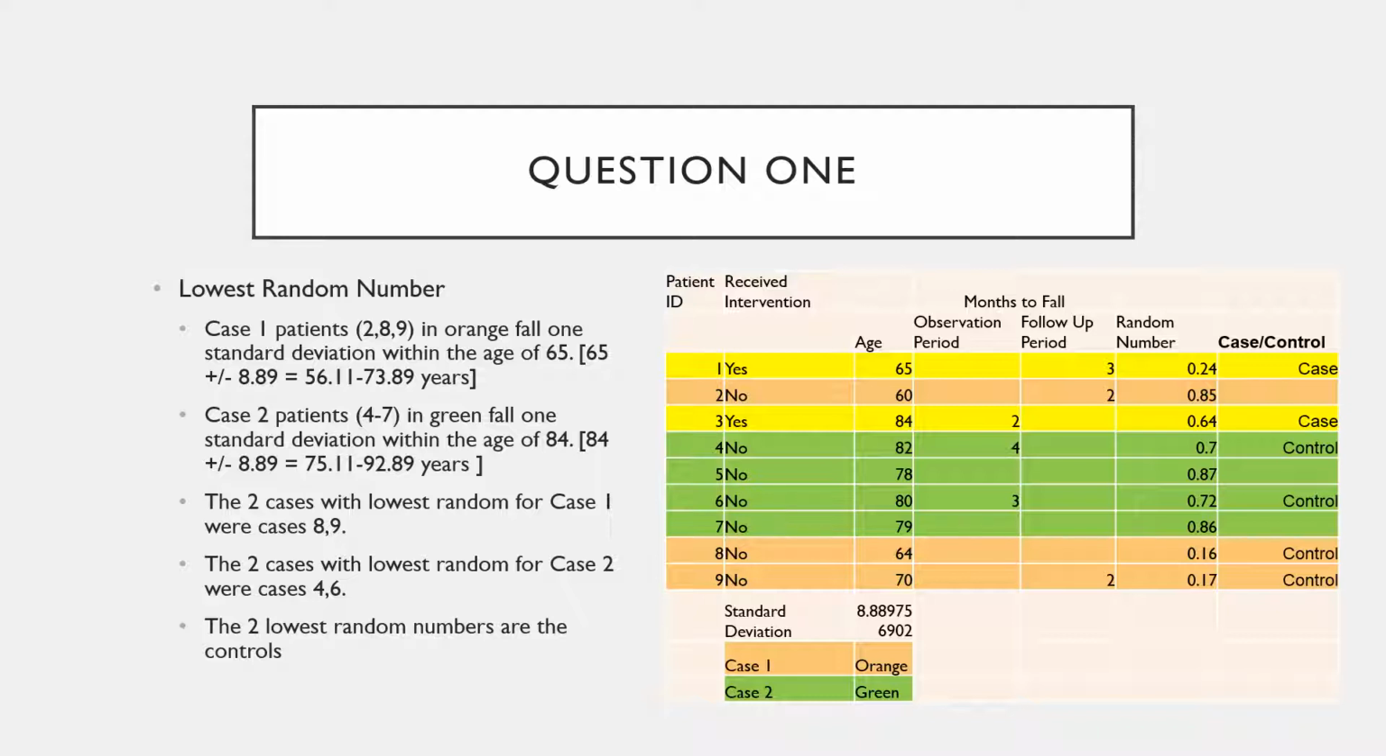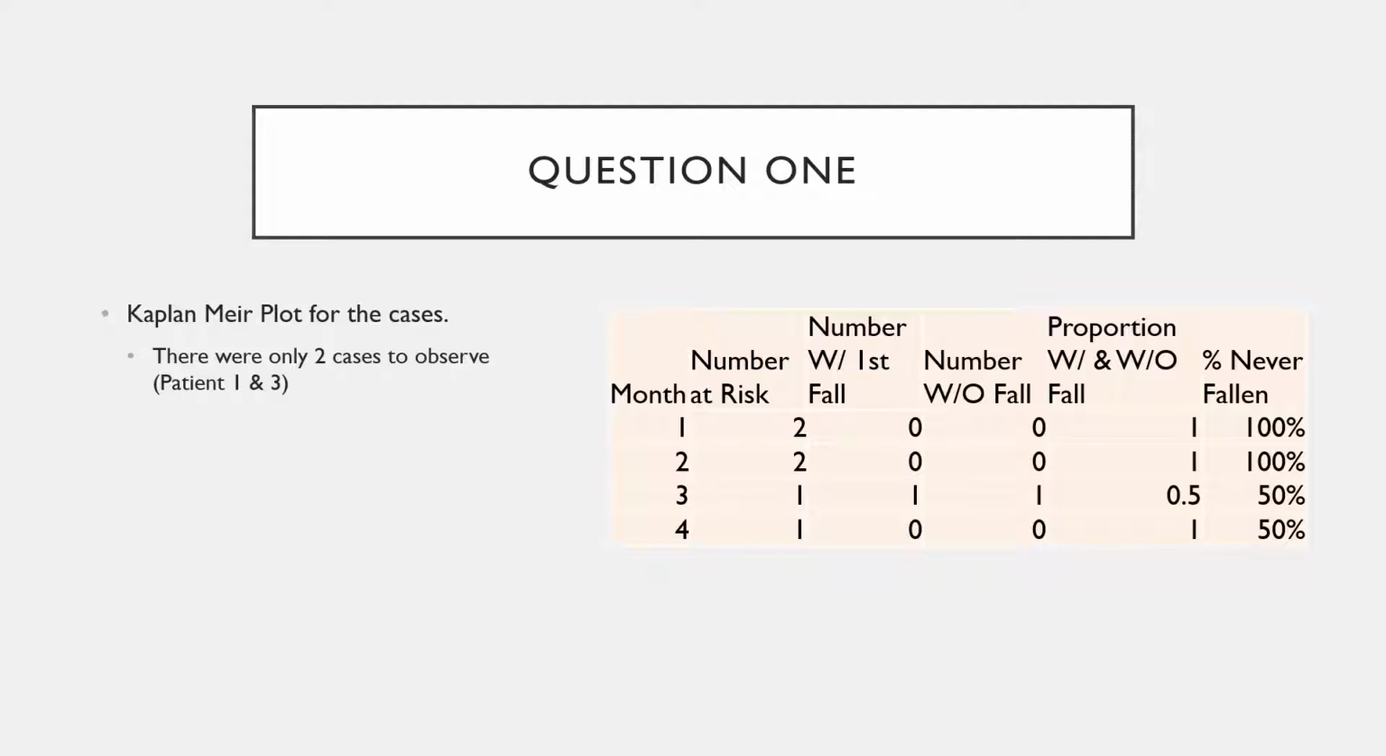The two cases with the lowest random number for case 1 were cases 8 and 9, with 0.16 and 0.17 random numbers. And then the two cases with the lowest random number for case 2 were cases 4 and 6, with 0.7 and 0.72. We will then continue on to the last part of question 1 by conducting the Kaplan-Meier plot. The first part is for the cases, where we're only observing two patients since there are only two cases.